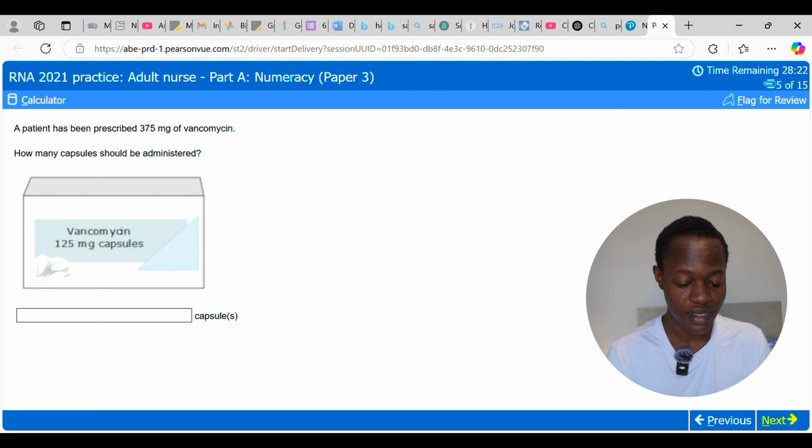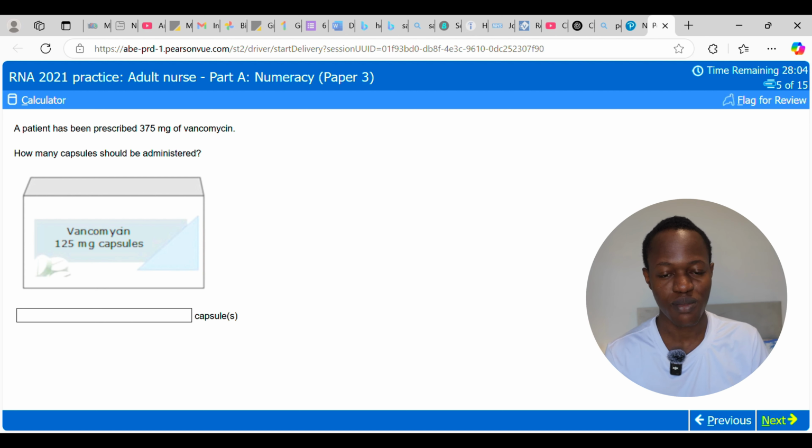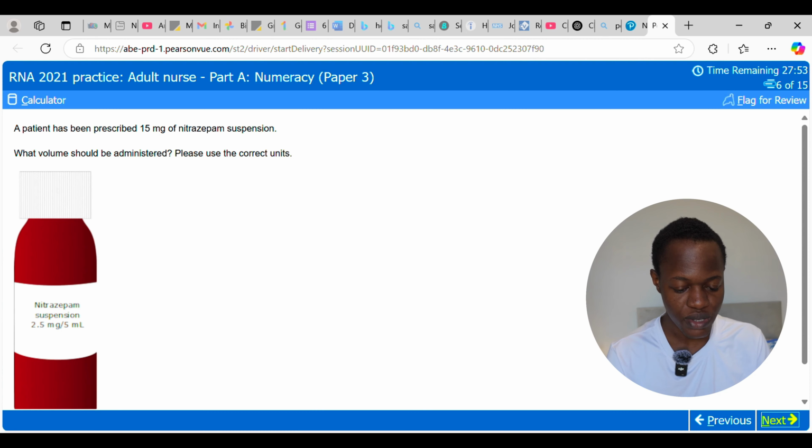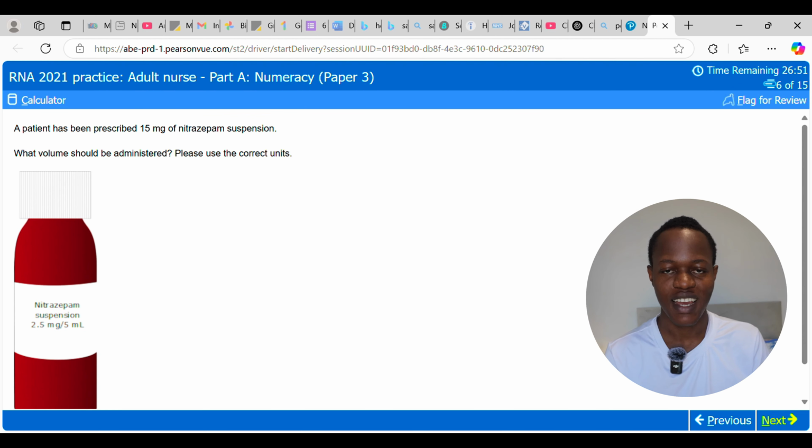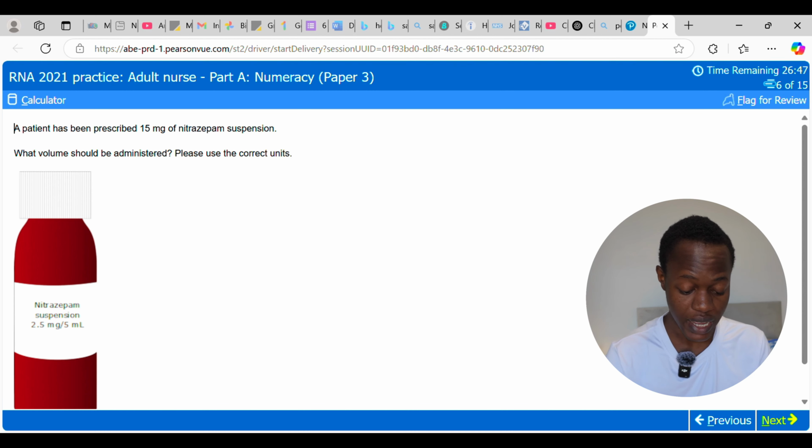A patient has been prescribed 375 mg of vancomycin. How many capsules should be administered? So we have each capsule to be 125 mg. So we're just going to carry 375 and divide it by 125, which I believe should be 3. Yeah. A patient has been prescribed 15 mg of nitrazepam suspension. What volume should be administered? Please use the correct units. So 2.5 mg is 5 ml, which means that 15 mg will be how many ml? You just sort of do some cross multiplication and arrive at your final answer. So I have done mine and I have arrived at the ml, and I'm just going to put that in right now.